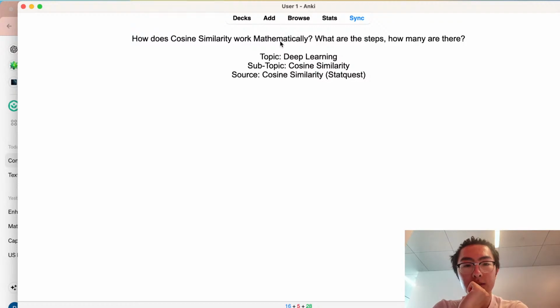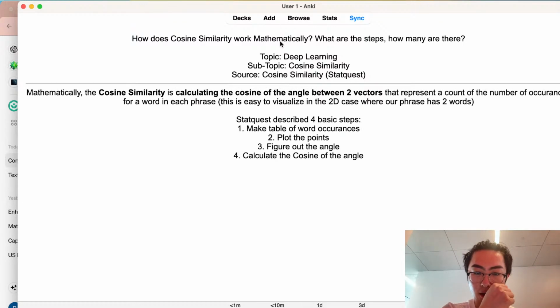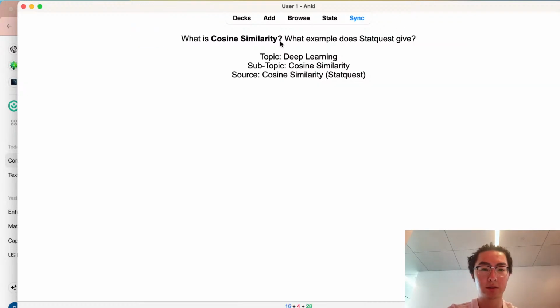And the steps, I think there's probably 4 steps to think about. Right? Taking your phrase, counting the number of occurrences, plotting those occurrences, that phrase onto a graph, and then finding the angle between them and the cosine of the angle. Cosine similarity is just a way of measuring the similarity between two different phrases. StatQuest gives an example of movie reviews using cosine similarity to compare the similarity.